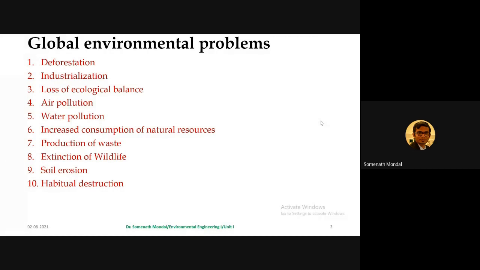So these are the global environmental problems which need to be dealt with very carefully, so that in future generations, or in future days, we don't face escalated problems from the same issues. So that is the prime objective. So with this, I'll stop today.